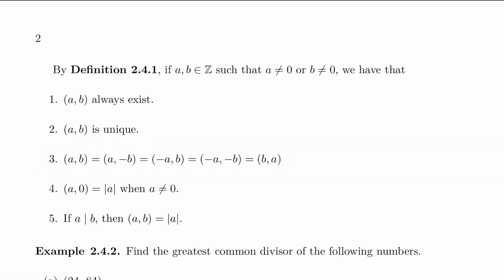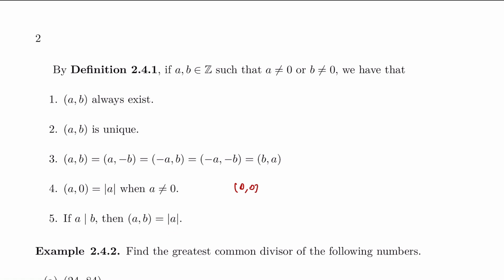And number 4, the greatest common divisor of A and 0 is the absolute value of A when A is not 0. What happens if they are both 0? If they are both 0, there will be infinitely many common divisors. Okay. Number 5, if A divides B, then the greatest common divisor of A and B is the absolute value of A.